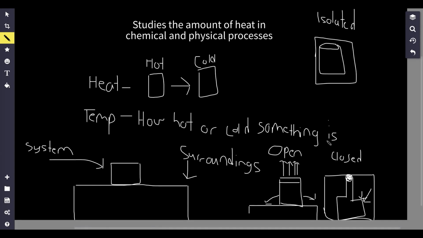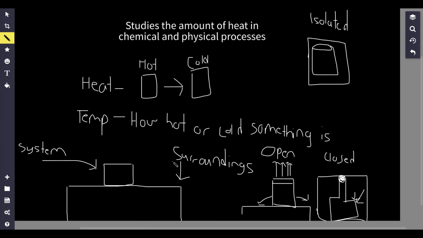So just to be clear, system is the part of the universe we're focusing on. And there's three systems: open system, which is when matter and energy can be exchanged; a closed system where energy can only be exchanged; and an isolated system where none of that can be exchanged. No matter, no energy can be exchanged.